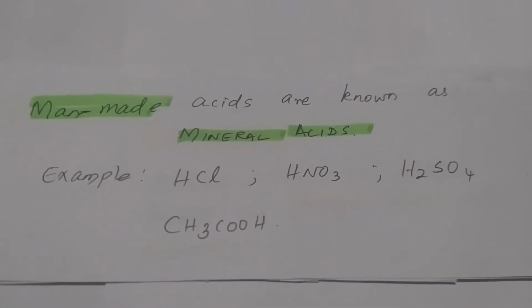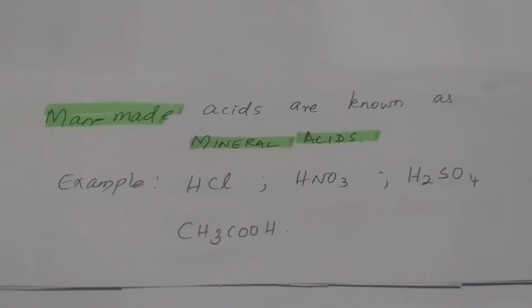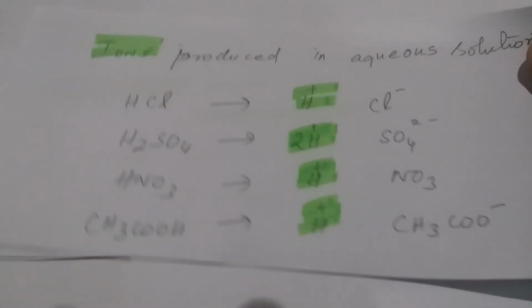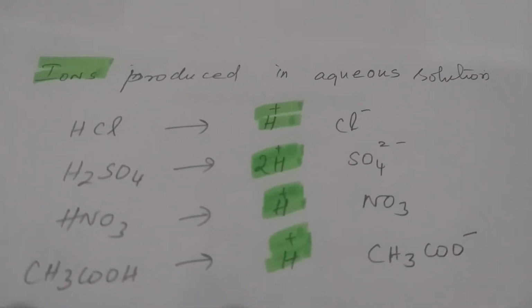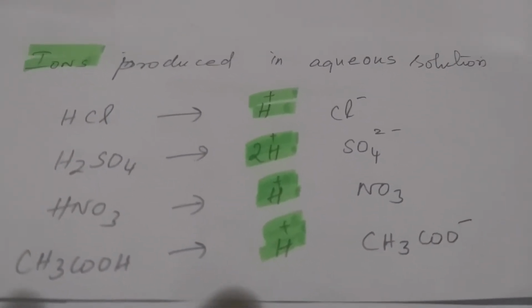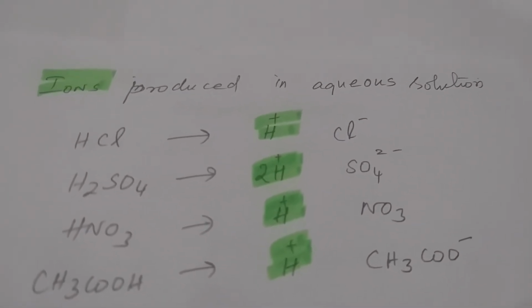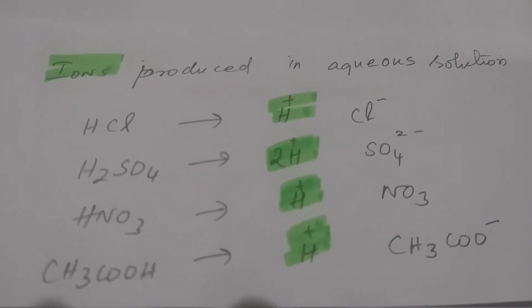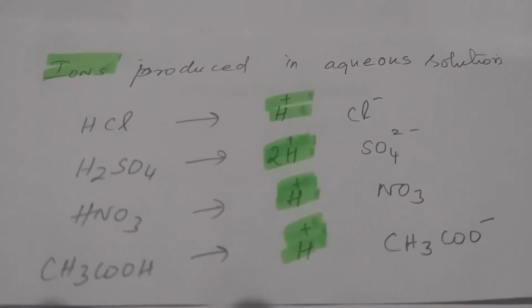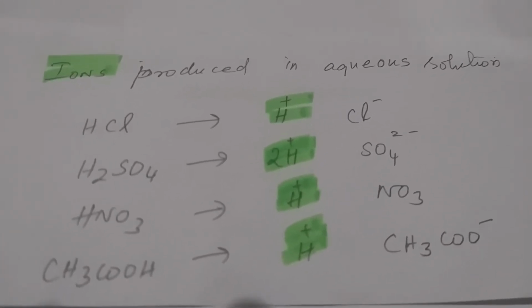Now, what happens when we dissolve these man-made mineral acids in water? They produce ions. You can see the picture: ions produced in aqueous solution. An aqueous solution is when you dissolve some substance in water and it becomes ions.